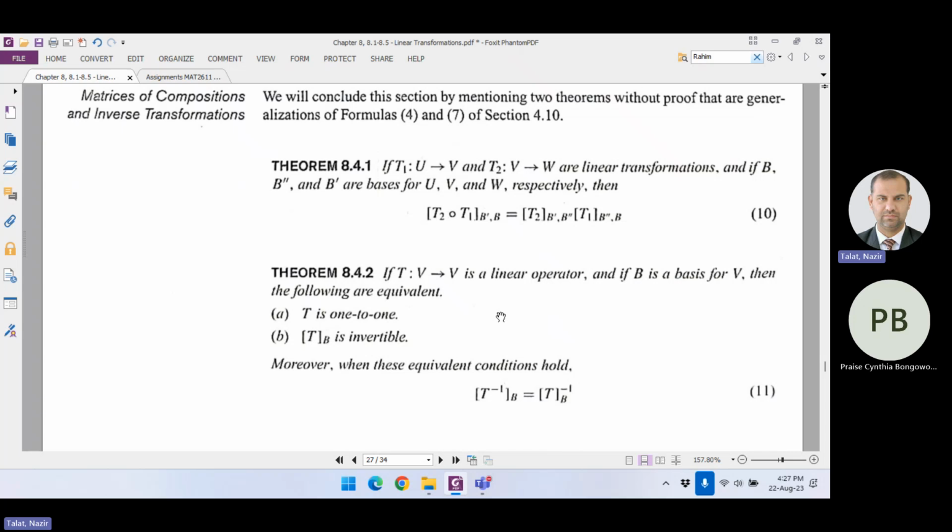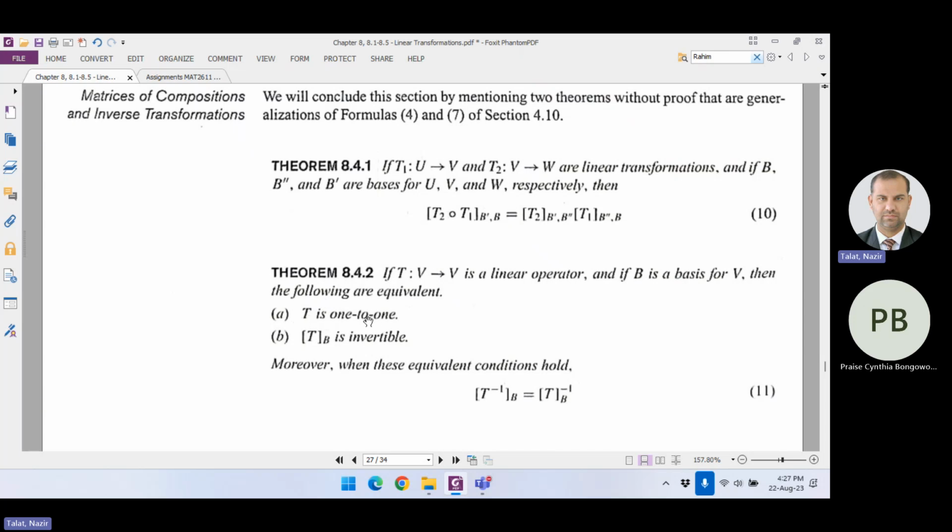And moreover, the next result will tell us about its invertibility, or the inverse of that one. If T is a linear operator, then it means that its standard matrix A is n cross n, because we are talking about finite dimensional vector spaces V. And T is a linear operator, and if B is a basis for V, then the following are equivalent.